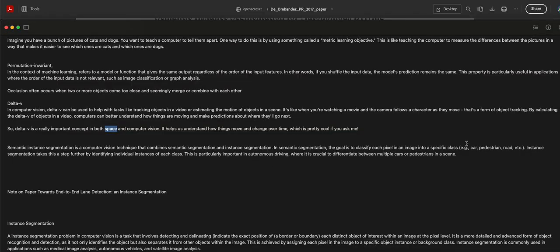It gives us that insight from the image, and this is particularly important in autonomous driving, where it is crucial to differentiate between multiple cars or pedestrians in a scene. And yes, that is very true.